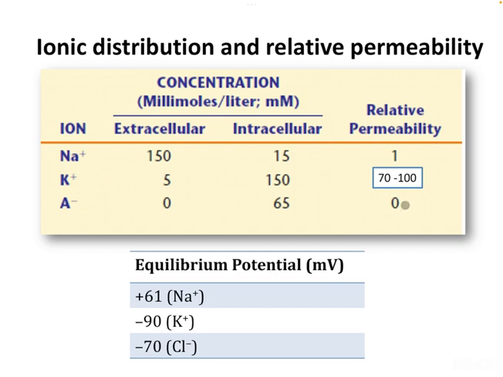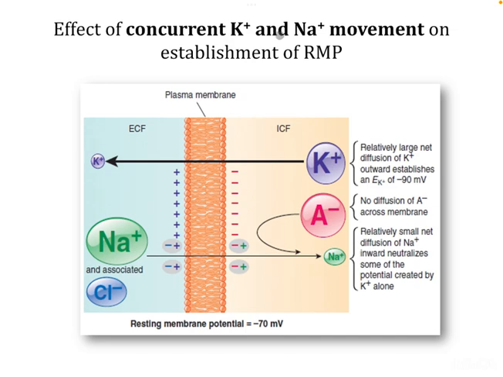So this shows that the cell membrane is very permeable to potassium ion, less permeable to sodium ion, and impermeable to anionic molecules. Besides, the equilibrium potential of sodium ion is plus 61 millivolt, potassium ion is minus 90 millivolt, and chloride ion is minus 70 millivolt. Now the effect of concurrent potassium and sodium movement on the establishment of resting membrane potential.